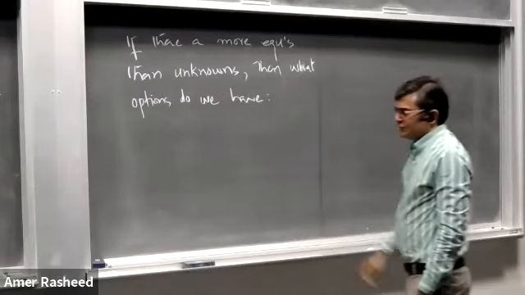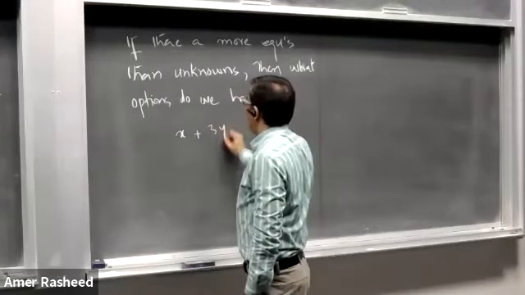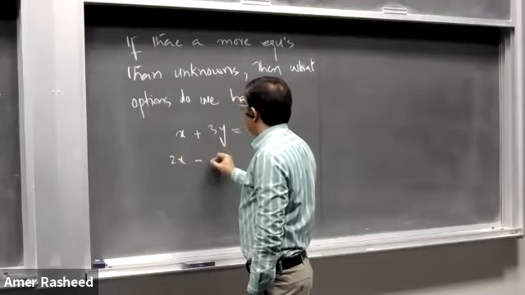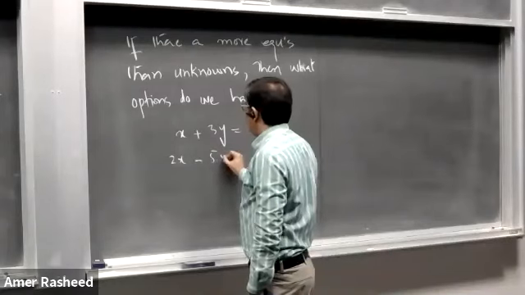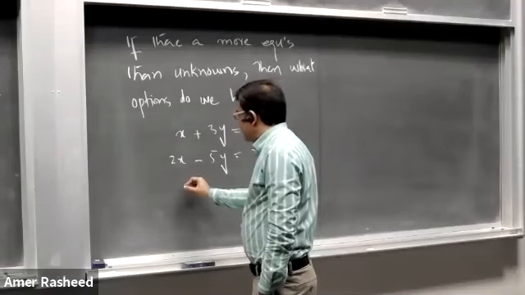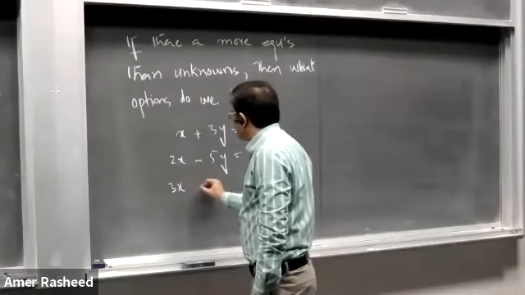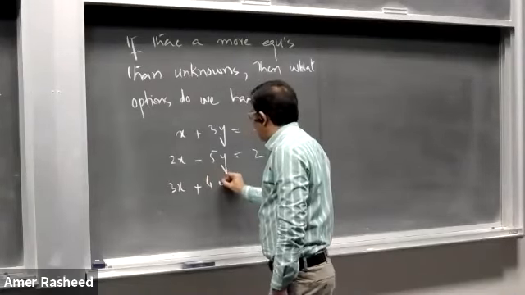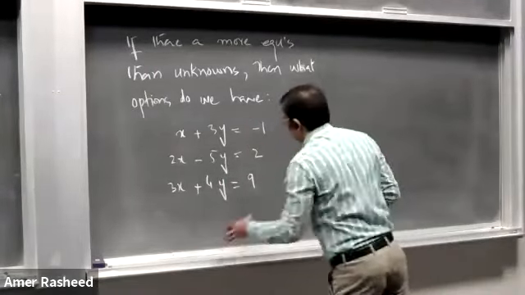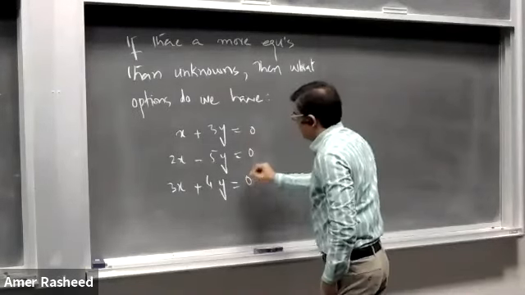So it's a very important question. Now, for example, if you have x plus 3y is equal to -1, 2x minus 5y is equal to 2, and another one, 3x plus 4y is equal to 9. Sorry, it is the homogeneous linear system we are discussing, not the non-homogeneous. So this is the option.